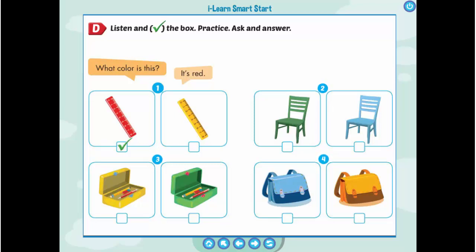2. What color is this? It's blue. 3. What color is this? It's green. 4. What color is this? It's yellow.